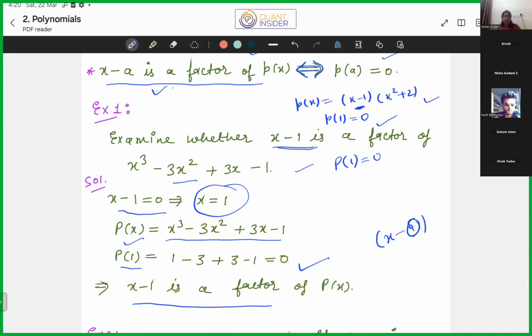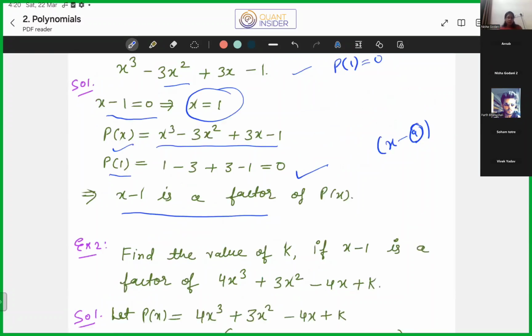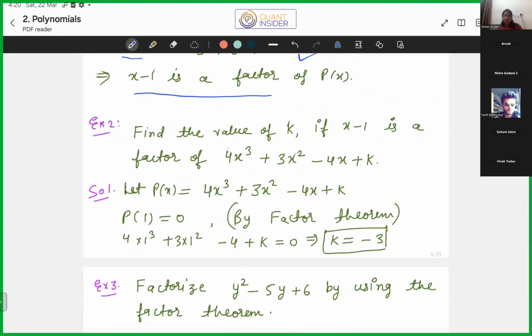Okay. So we have another question, also a factor of this. Now it is given that x minus 1 is a factor. Shown on your screen is also example 2.